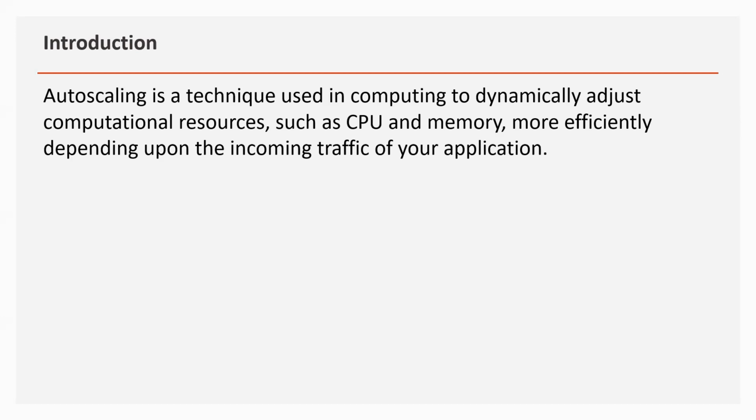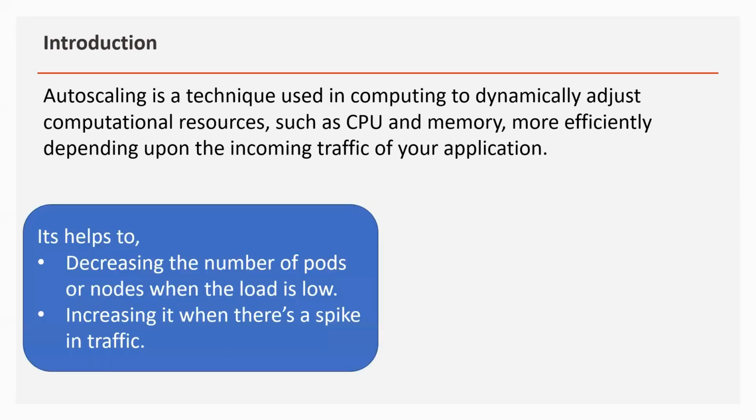And what are the things it can do? It can help you to do various things. One is decreasing the number of pods or nodes whenever the load is low, so resources aren't consumed unnecessarily, and we don't need to have the pod or node running unnecessarily. And also, whenever there is a spike in your network or traffic is coming up, your application should automatically scale up, so your users won't be affected by any downtime.